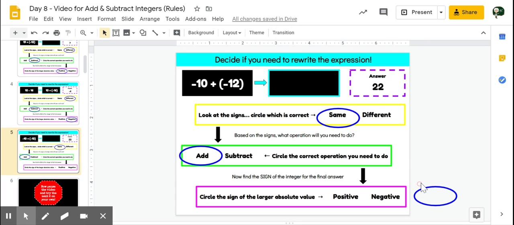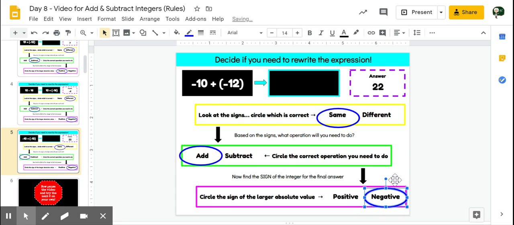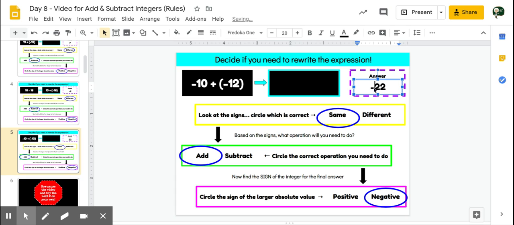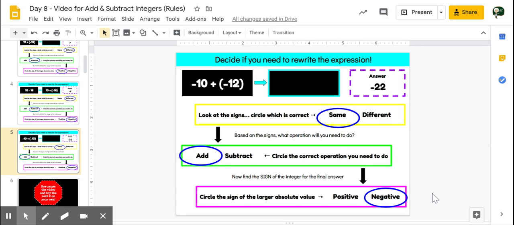Now we look at our last rule and circle the sign of the larger absolute value. Well, 12 is a larger number. 12 is a negative number. So therefore, my answer is going to be negative. If you remember back to some of the other rules, we said that if they're the same sign, we just keep the sign. So either way, it's going to show that this answer is not going to be 22, but it will be a negative 22 would be our answer.